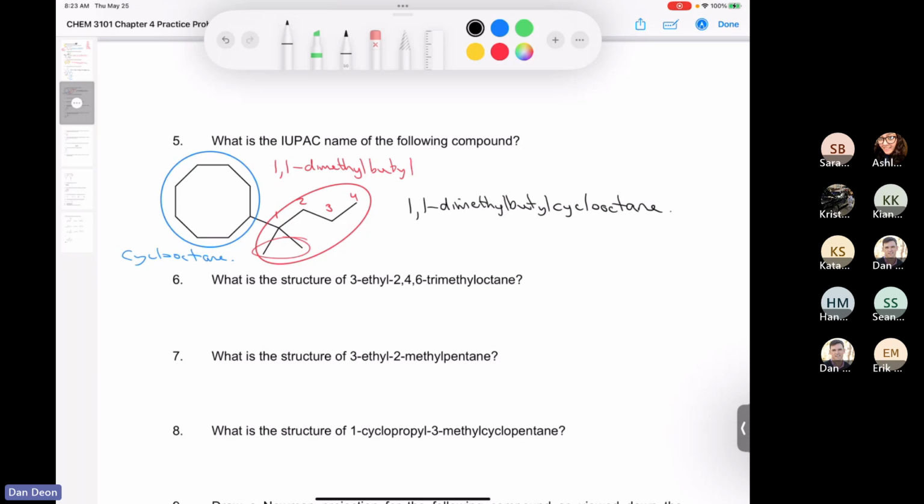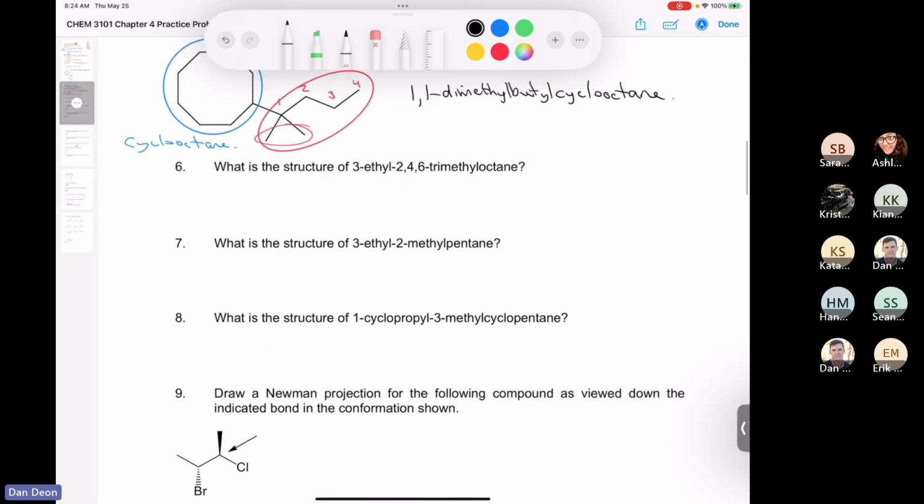Somebody asked a question: are all the names alphabetized no matter what? The names of the substituents, yes, are always put in alphabetical order. All substituents are in alphabetical order. And remember, we ignore prefixes, except which ones? What are the prefixes we don't ignore? Iso, right? We don't ignore. So do not ignore iso, cyclo, and neo. Those are the 3 we don't ignore. Great.